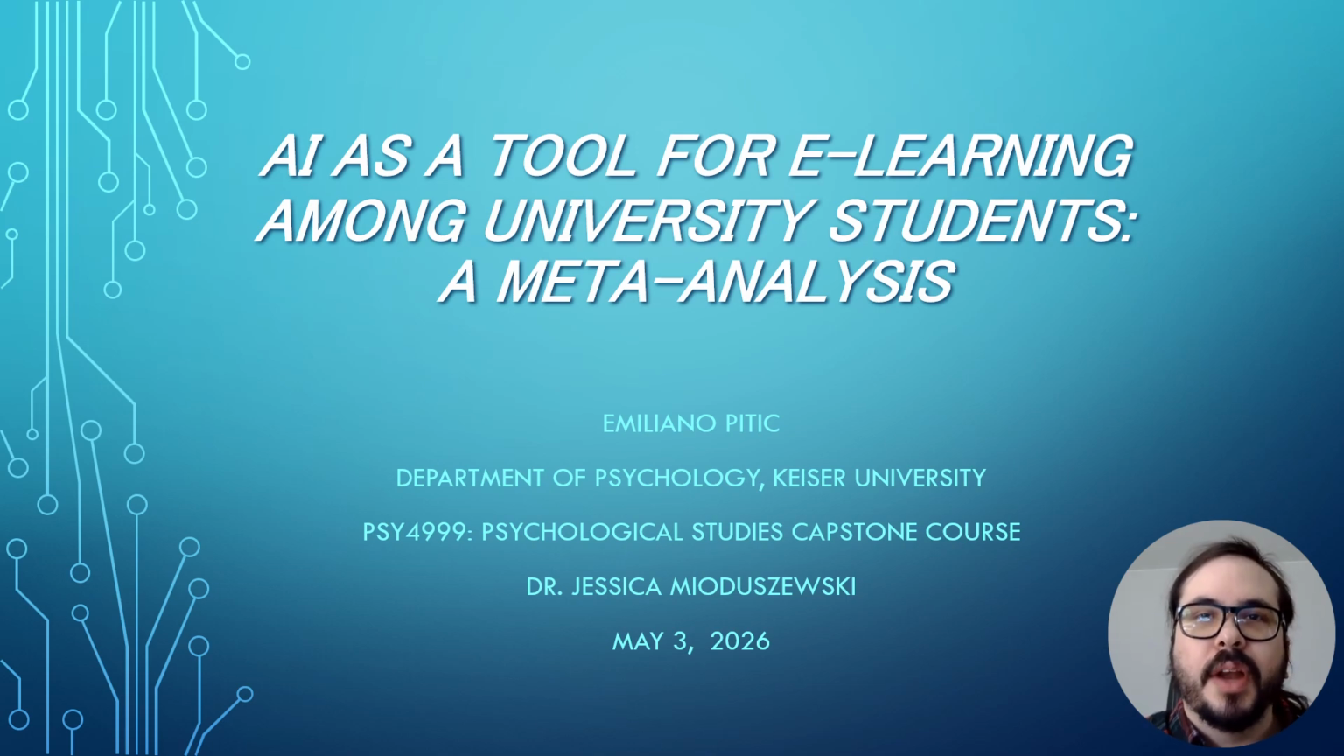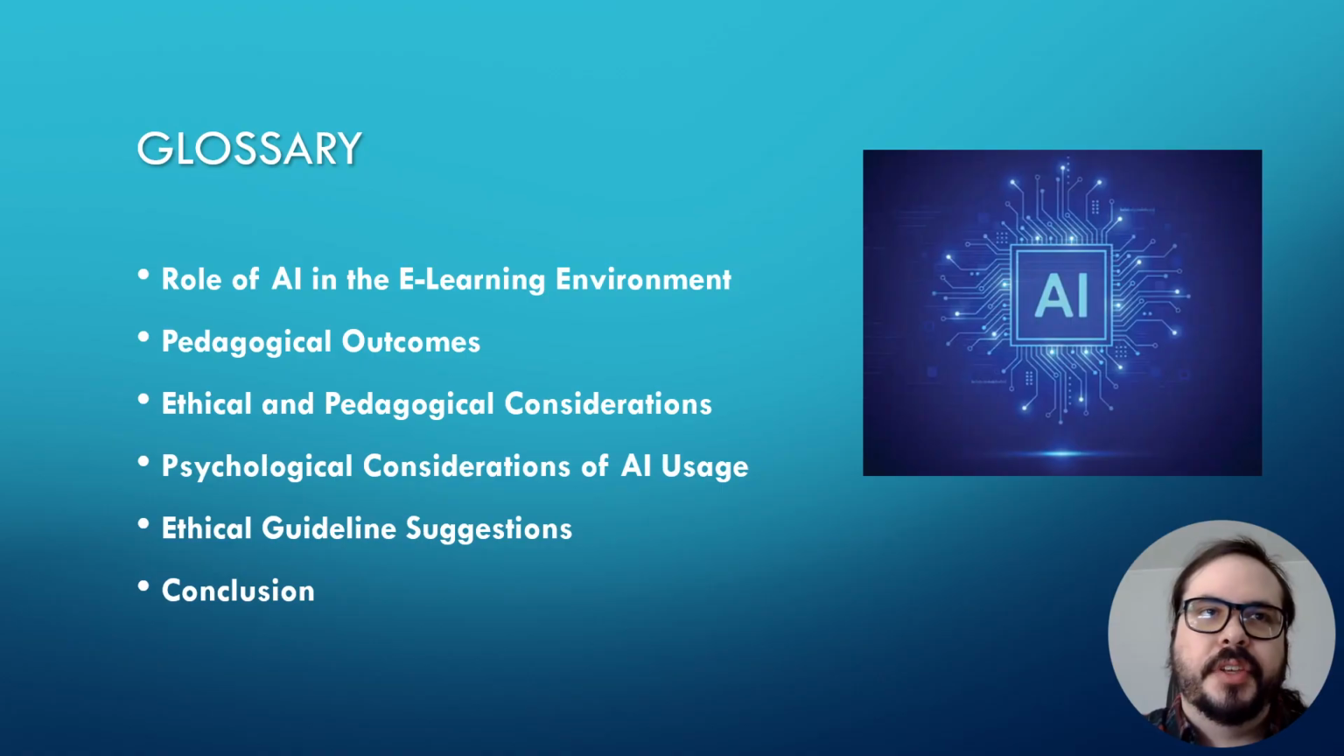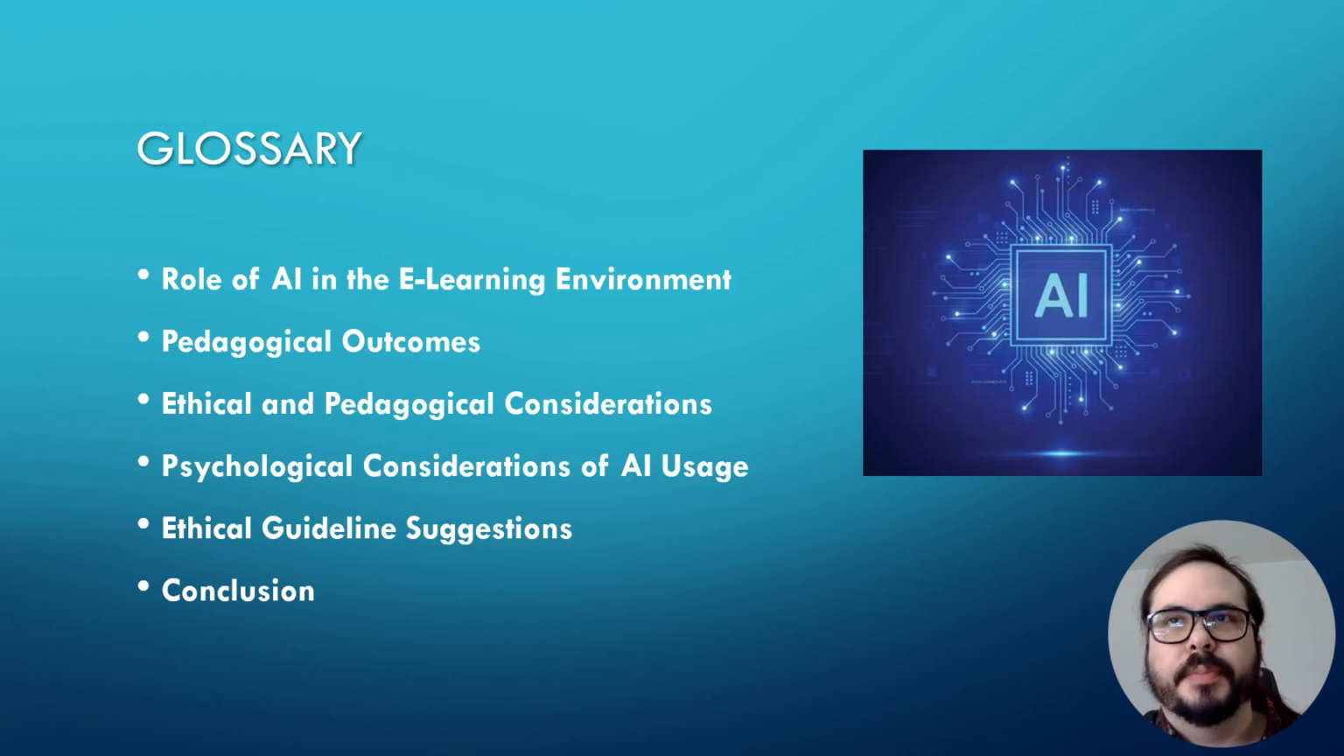Because of the increasing relevance of AI, I thought it'd be a very important topic to discuss for my final capstone course. Without further ado, let's get started. These are some of the topics we'll be discussing today: the role of AI in the e-learning environment, what it does, how it does it, what uses are best for it, pedagogical outcomes, academic outcomes, do students end up learning more or less because of it, and ethical and pedagogical considerations.